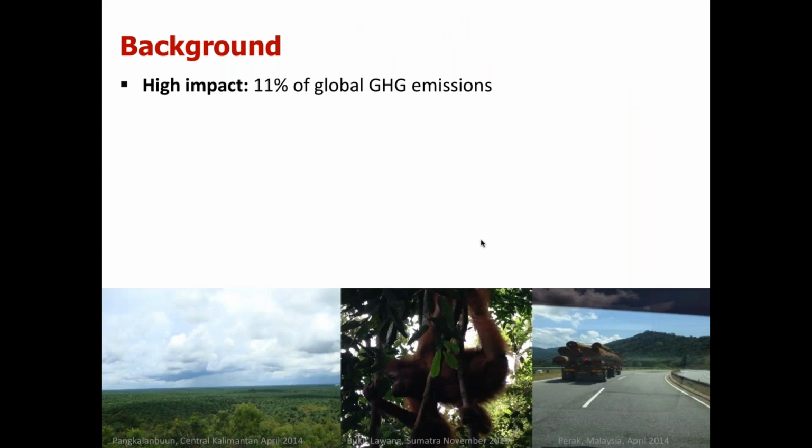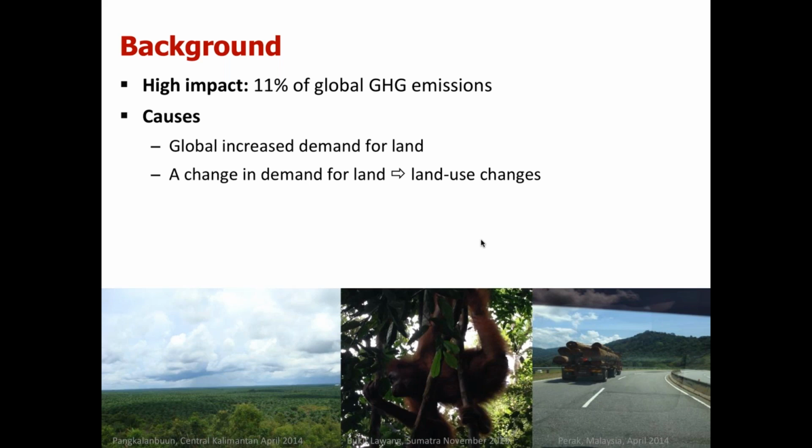So, the background of indirect land use changes and of this webinar is that we are facing a really high impact relating to land use changes. One example is that around 11% of global greenhouse gas emissions are related to land use changes. So we're having a really high impact. What are the causes of this impact? The cause is that we are facing a global increased demand for land, and when we see a change in demand for land, then we will also see land use changes.